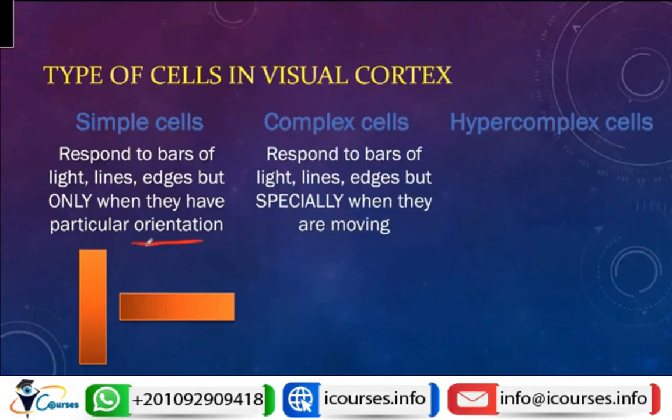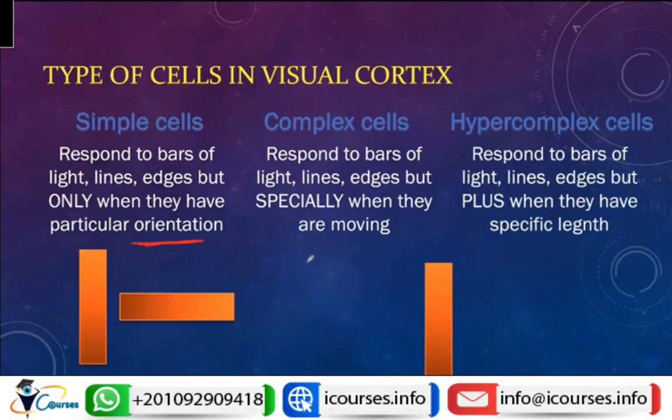The complex cells will also respond to bars, lines, or edges, but especially when they are moving. So we can see this bar by the simple cells, but if we are looking at it moving like this, this movement is noticed by the complex cells of the visual cortex.